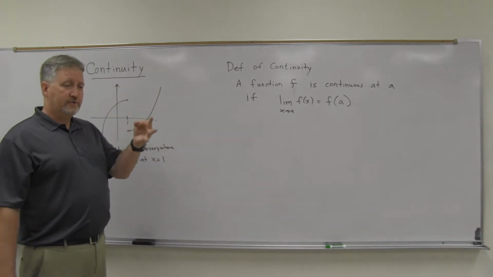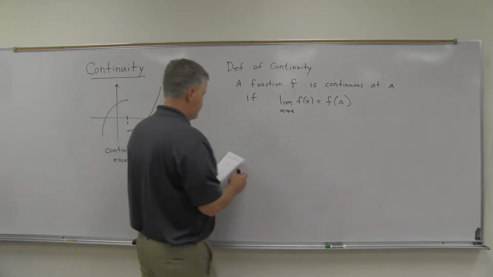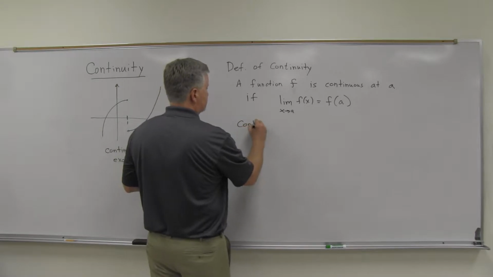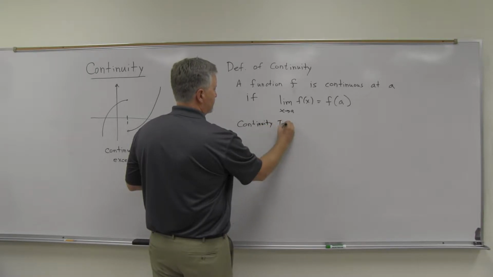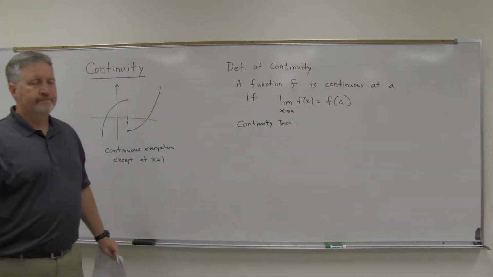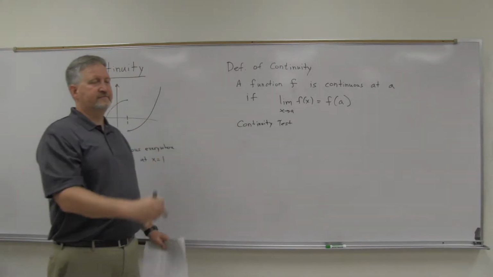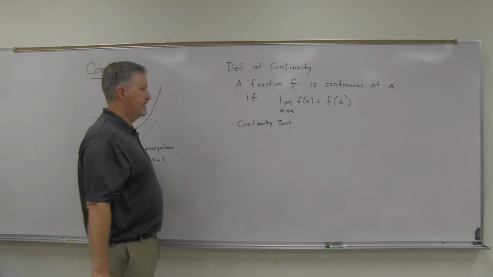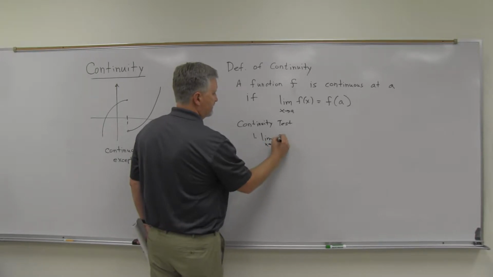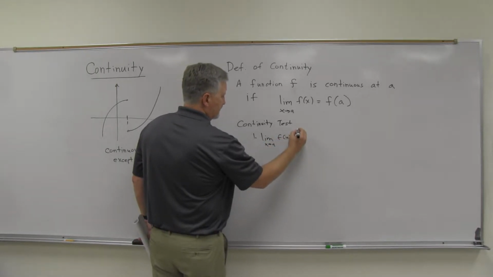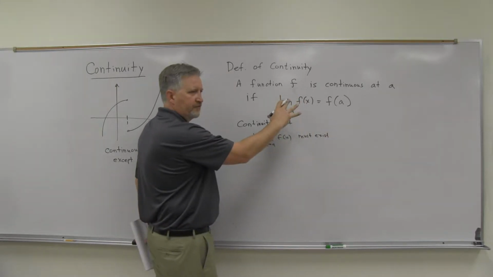The way they break it down is there's really three things going on. Call it the continuity test, which is tied in very closely with the definition. There's three things that must happen for f to be continuous at a. Number one, the limit as x approaches a of f of x must exist. So you've got to have a value for the limit.